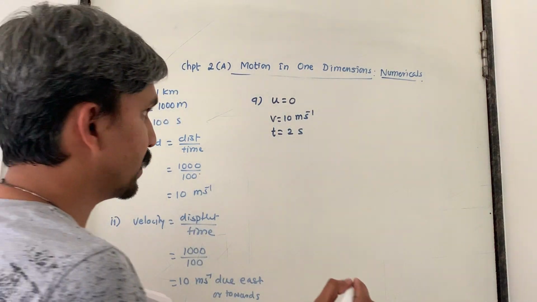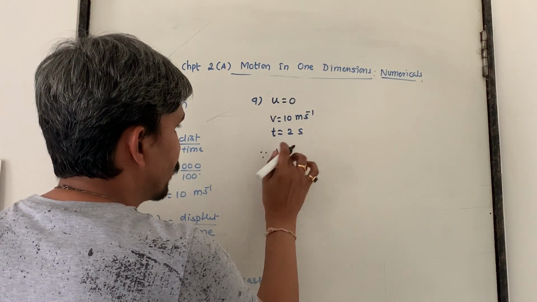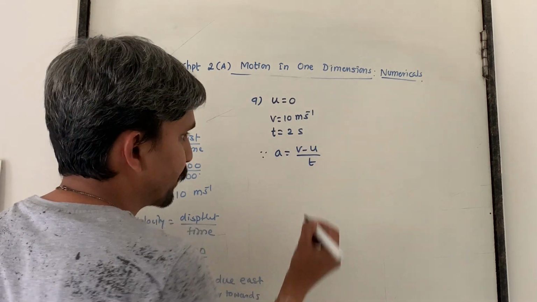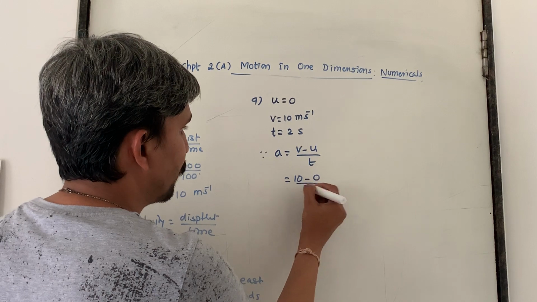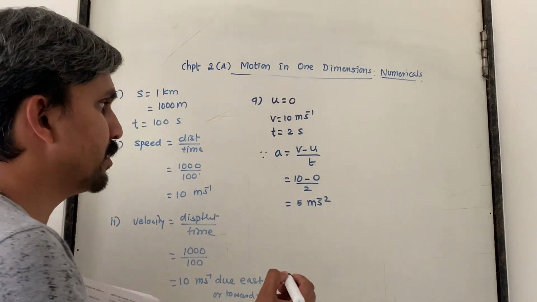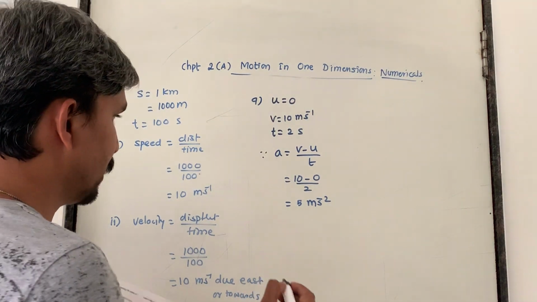Find the acceleration. तो क्या होगा, since v is equal to, so directly I can write a is equal to v minus u upon t, right? V का value कितना, it is 10, u is 0 upon 2, that is 5 meter per second square. This will be the acceleration, right? Check the 10th one.